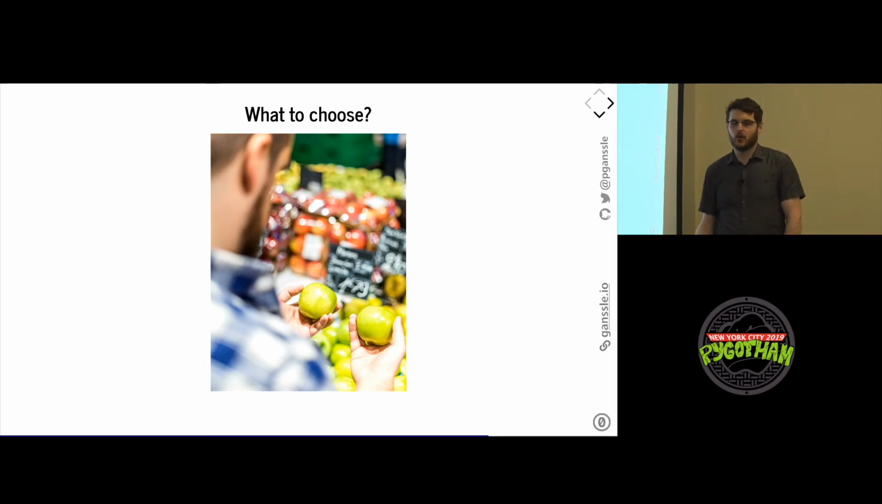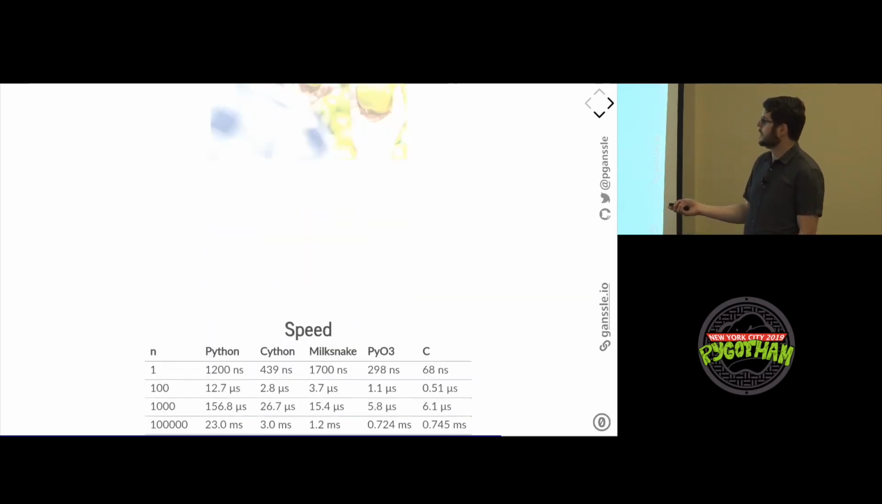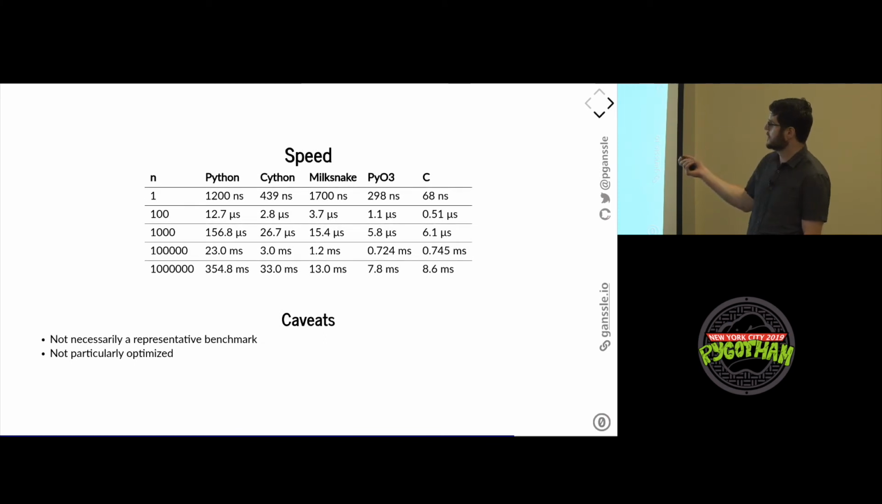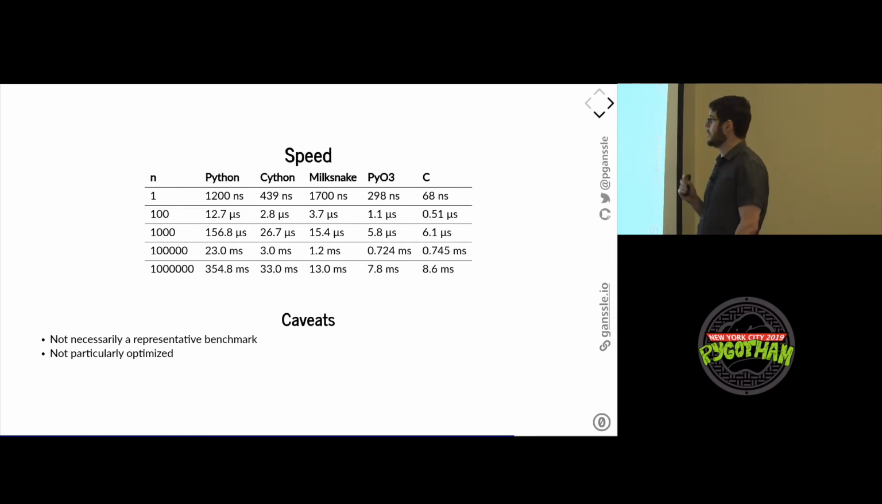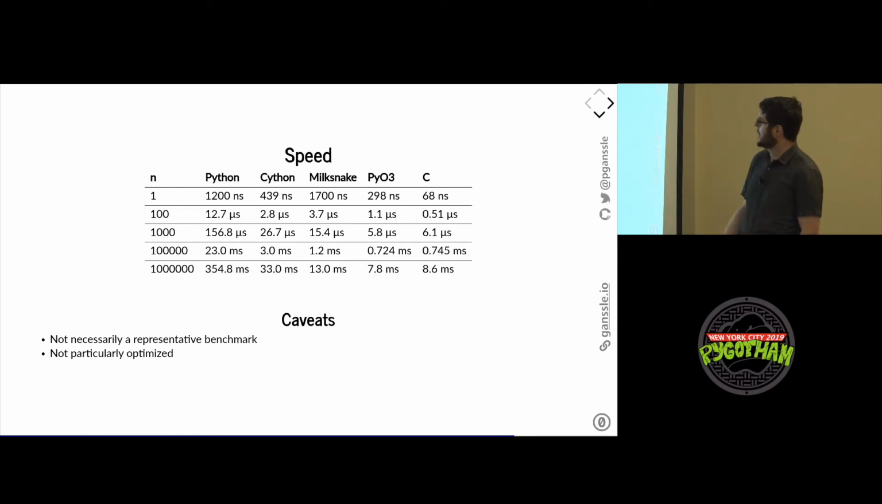All right, so what do we choose? If we're looking at just speed on my totally skewed benchmark, which was designed to make milksnake look bad, you can see that essentially, order of magnitude, PyO3 and milksnake do about the same. They do about the same as the C API. Cython is a little bit slower than the compiled stuff, but it's a lot faster than pure Python.